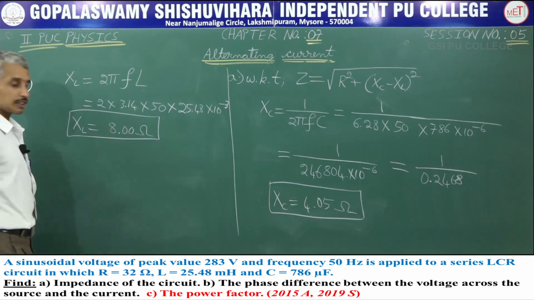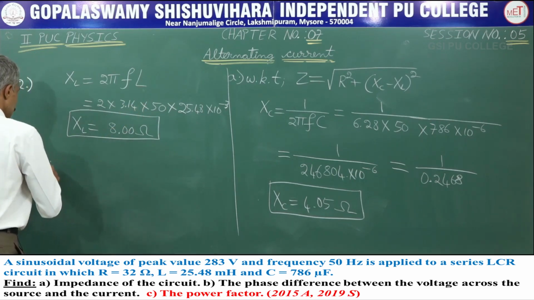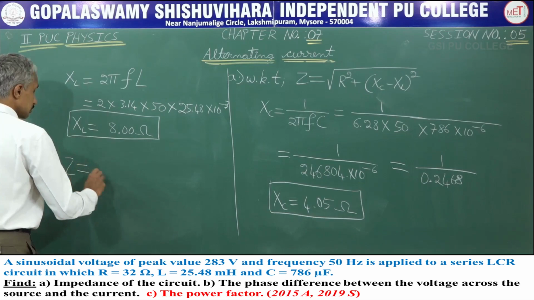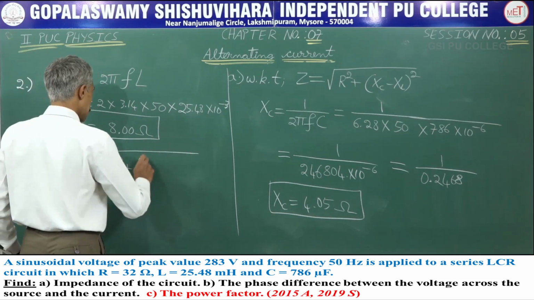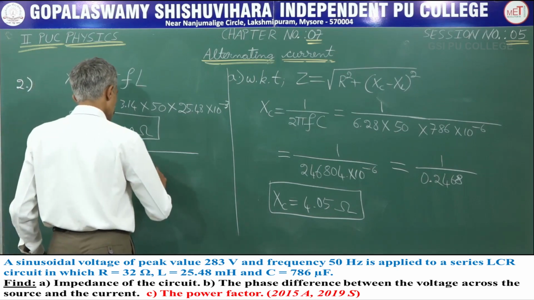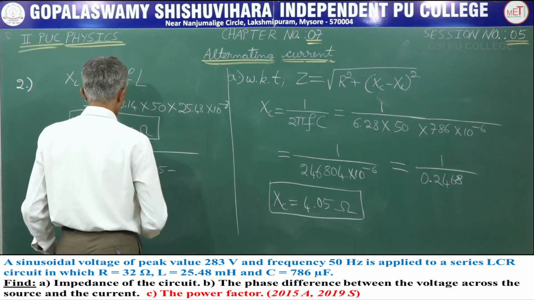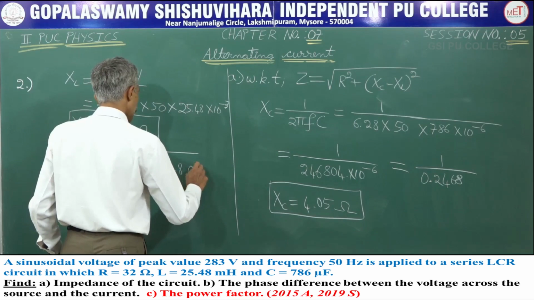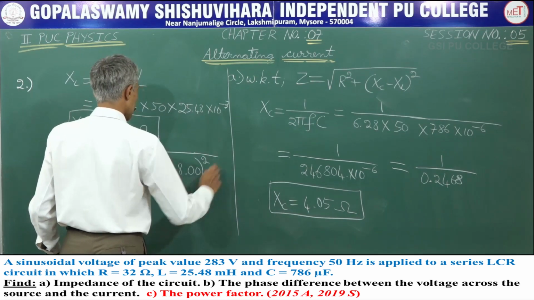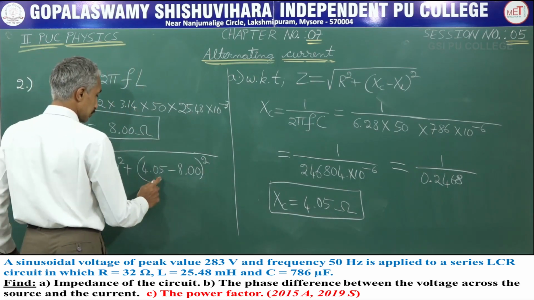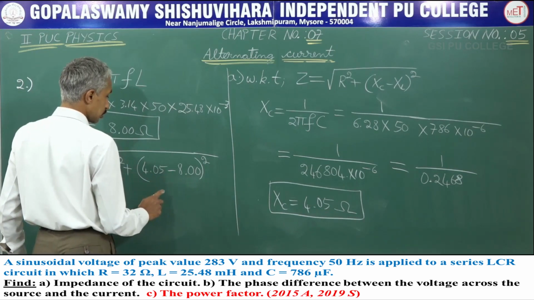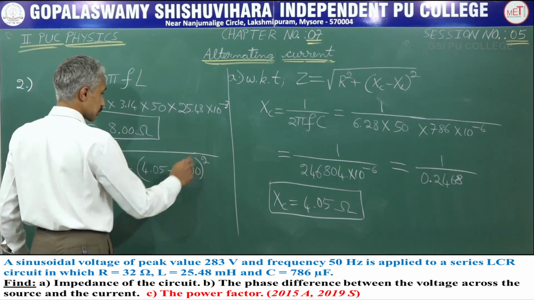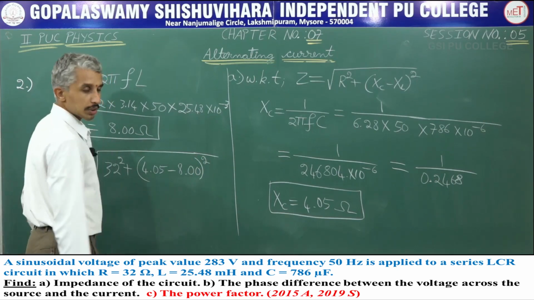Finally, let us find out the impedance. So therefore, Z is equal to root of 32 square plus 4.05 minus 8.00 whole square. Here in the bracket 4.05 is less than 8, so you may be getting a negative value, but still after squaring a negative value you will again get a positive value.